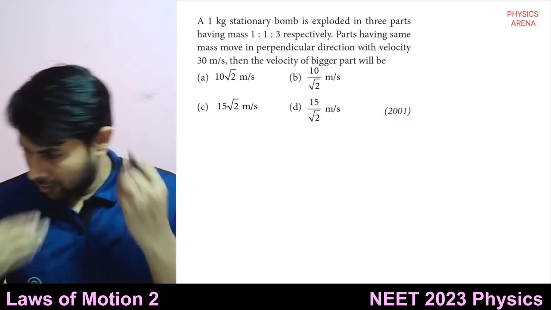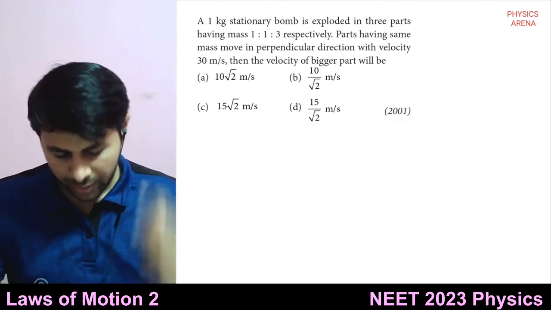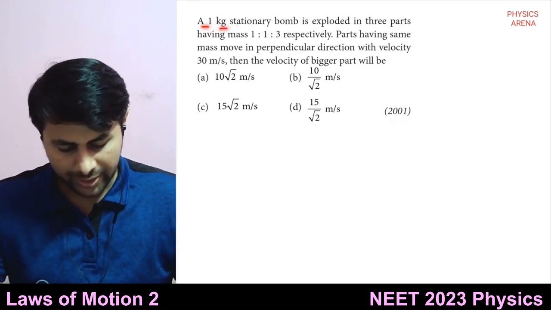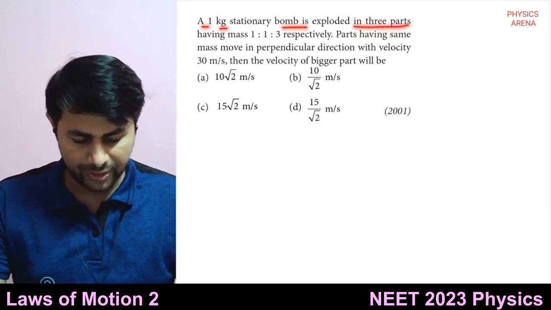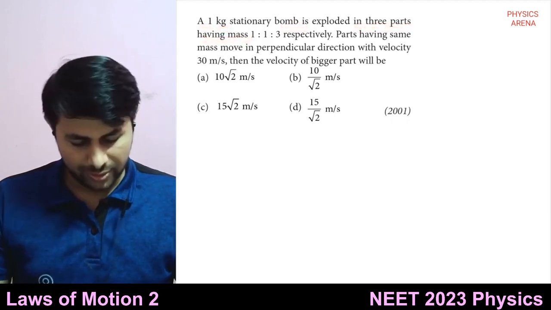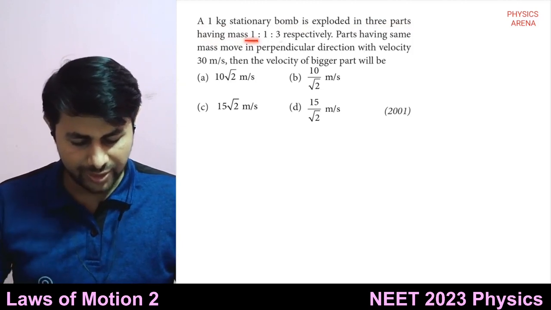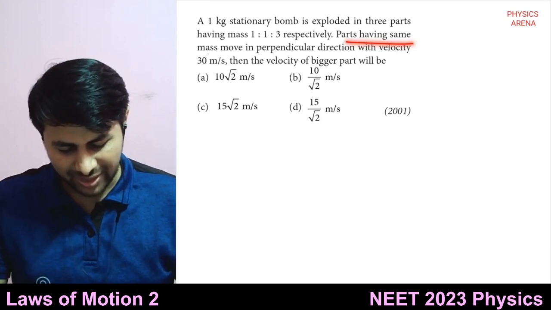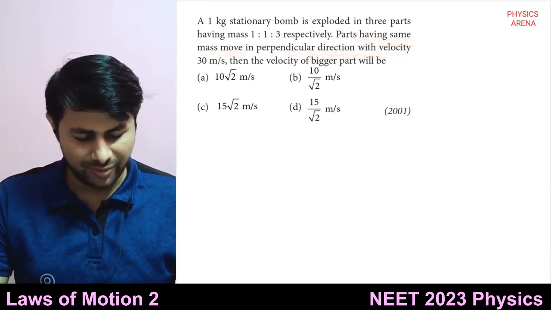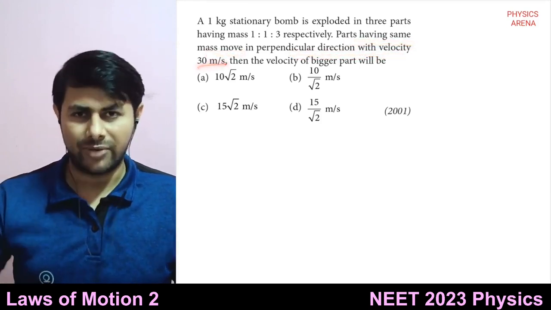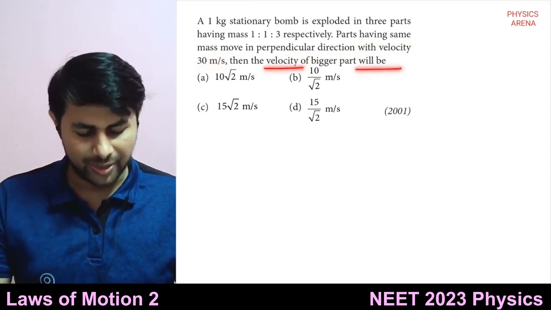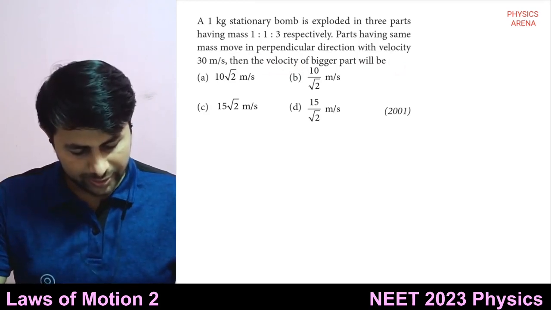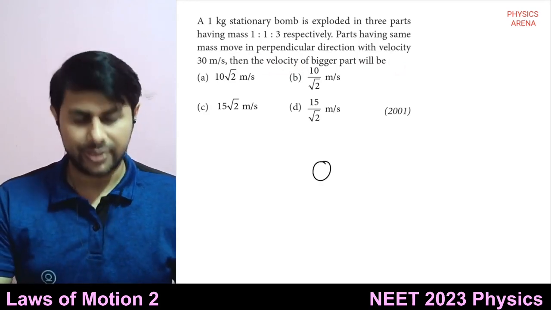It is a similar question. Now it is a 1 kg mass. A 1 kg stationary bomb explodes into 3 parts having mass ratio 1:1:3. They have not changed the ratio. The parts having the same mass move in perpendicular directions with a velocity of 30 meters per second. The value is changed. The velocity of the bigger part will be. So this is similar.